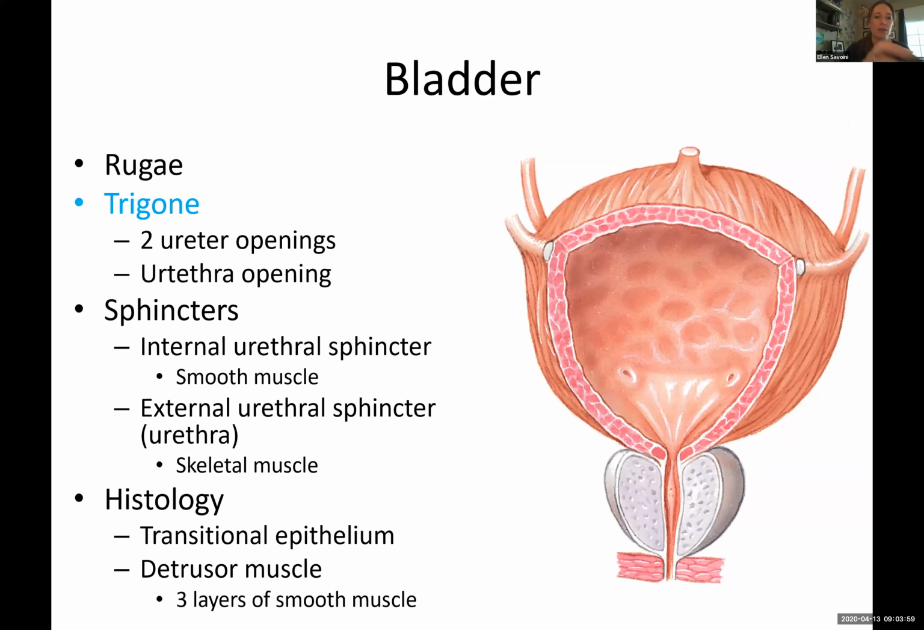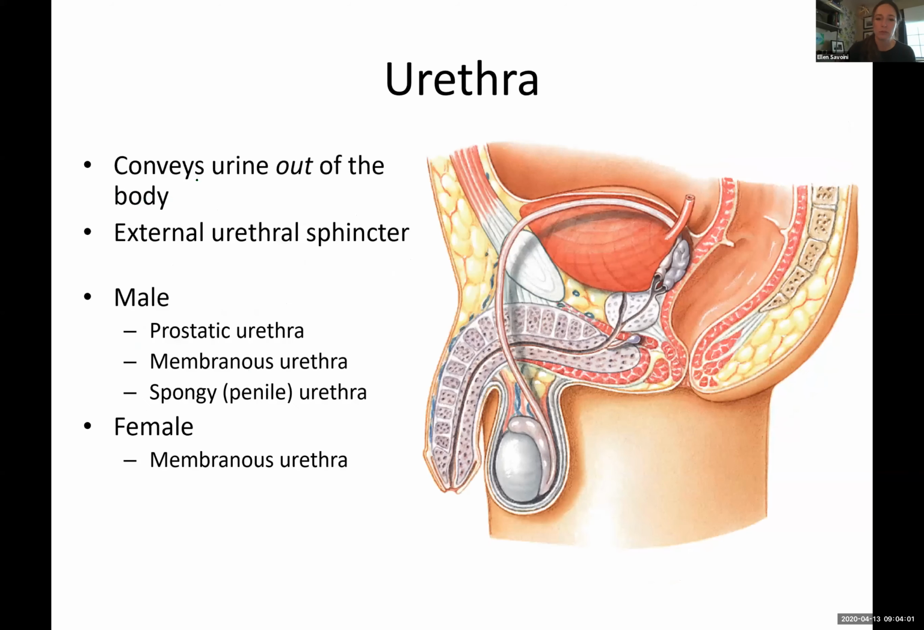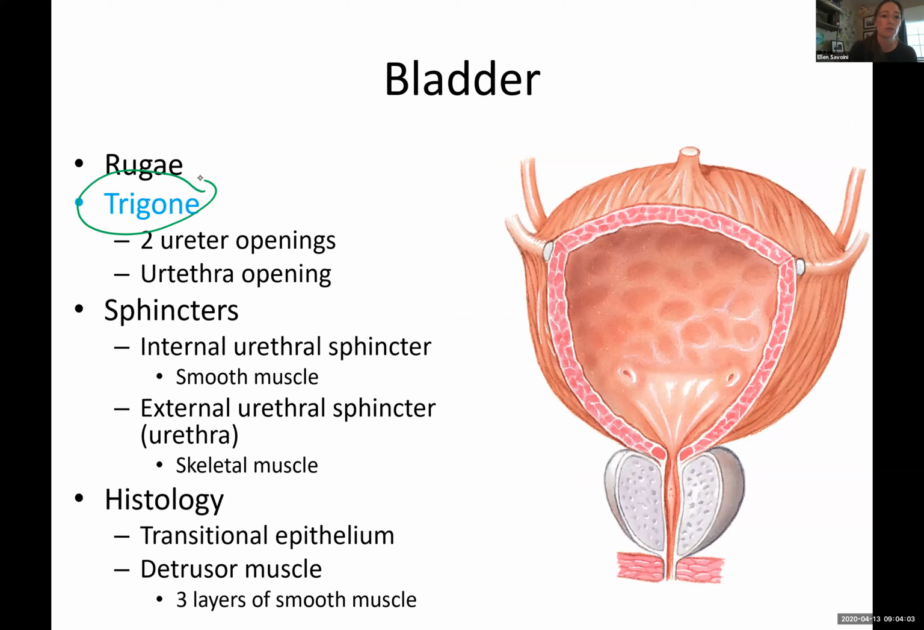The trigone, I have it colored here because it's important. Trigone. It's the two ureter openings and a single urethral opening, but it's for the exit. The bladder has rugae all within it when it's all scrunched nice and small, and then that rugae smooths out when the bladder gets filled.